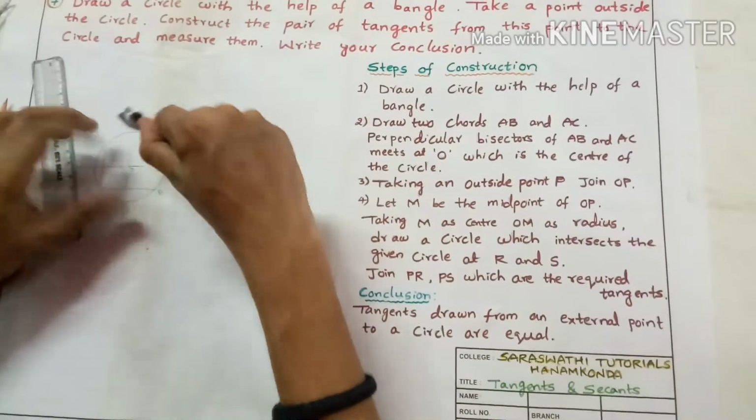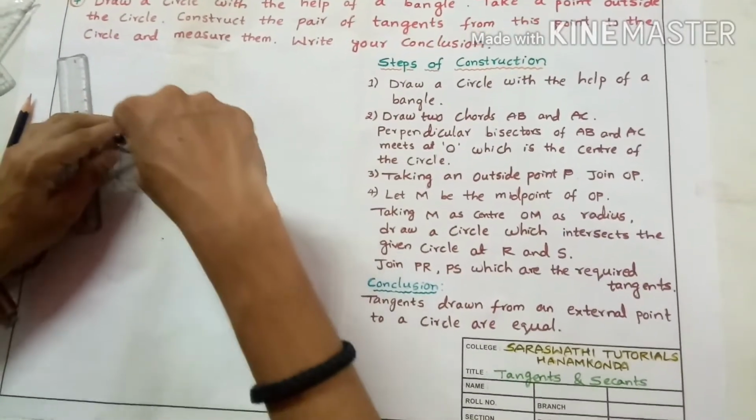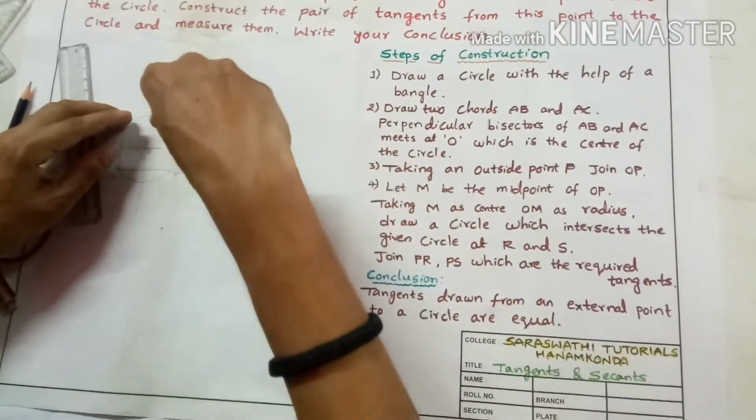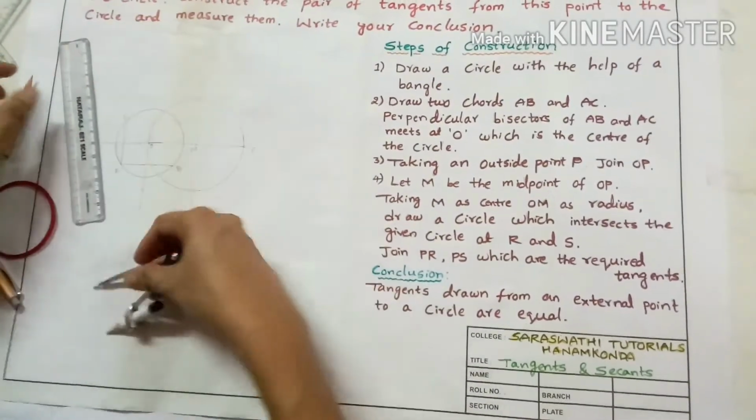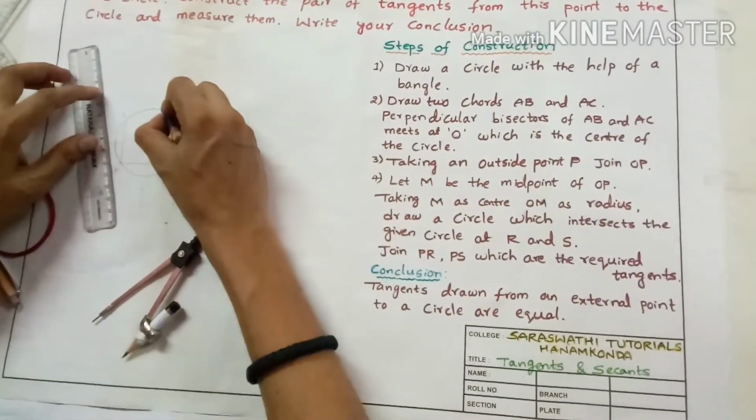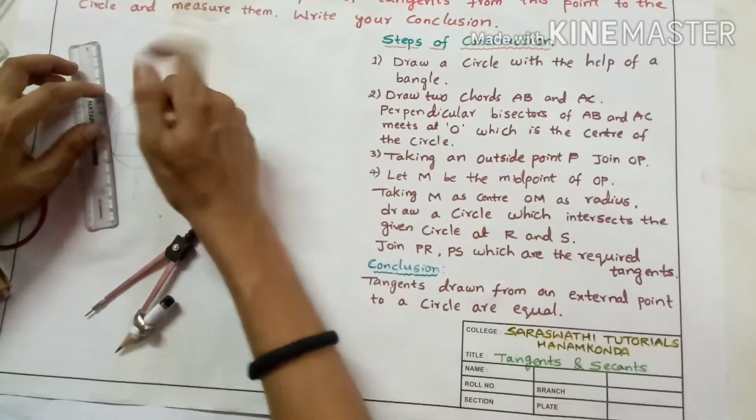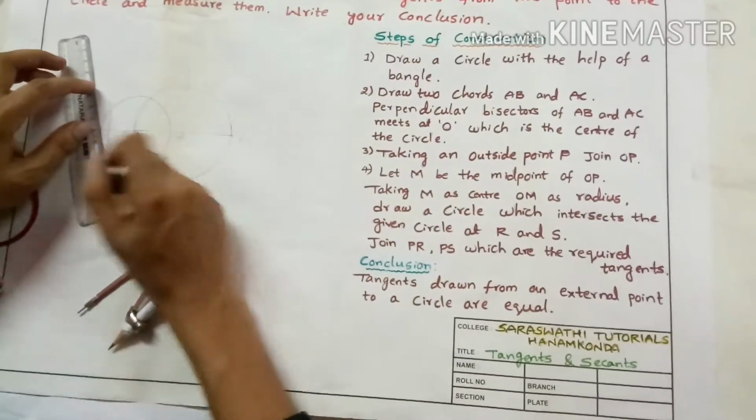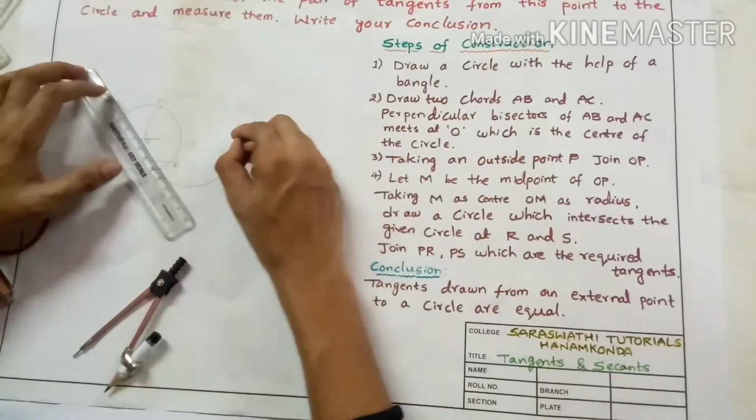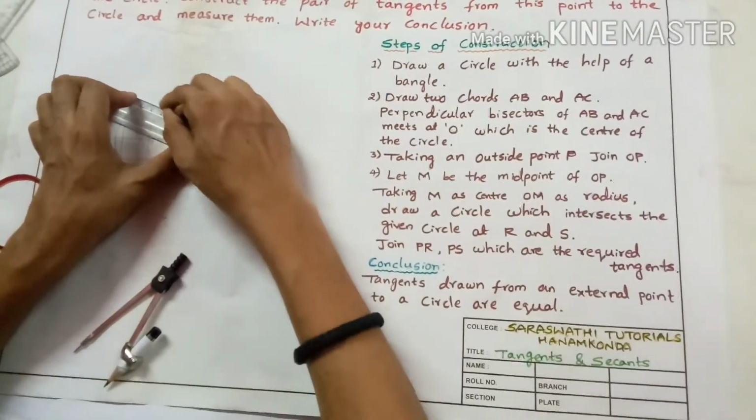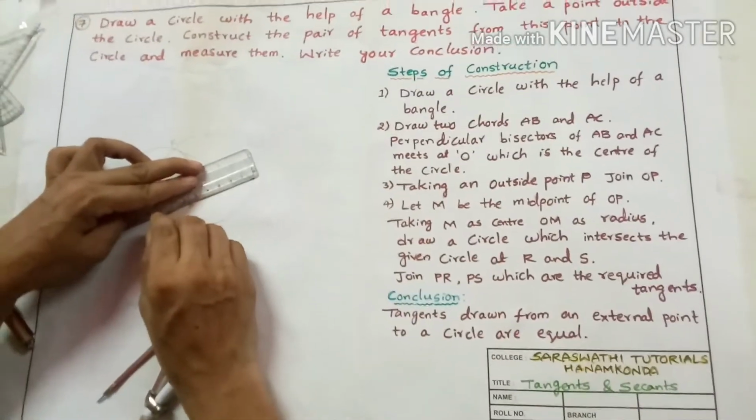Taking M as center, we take OM or MP as radius and draw a circle. This circle which is drawn meets the previous circle, that is the circle drawn using a bangle, at two points. Let these two points be R and S. Now join PR and PS.